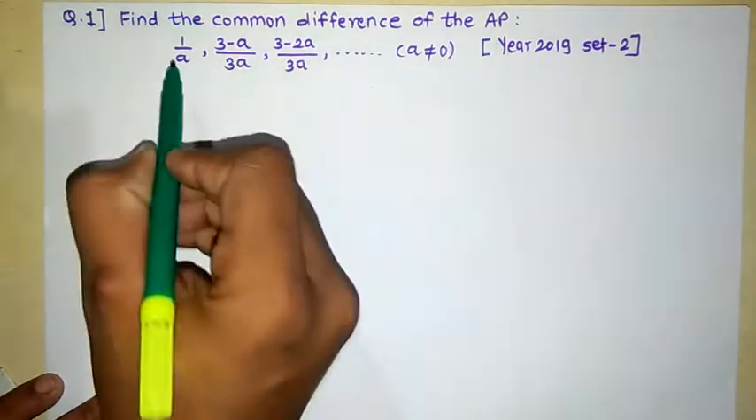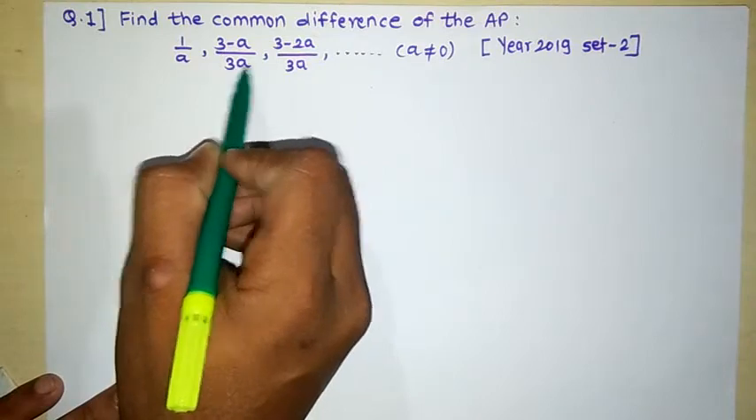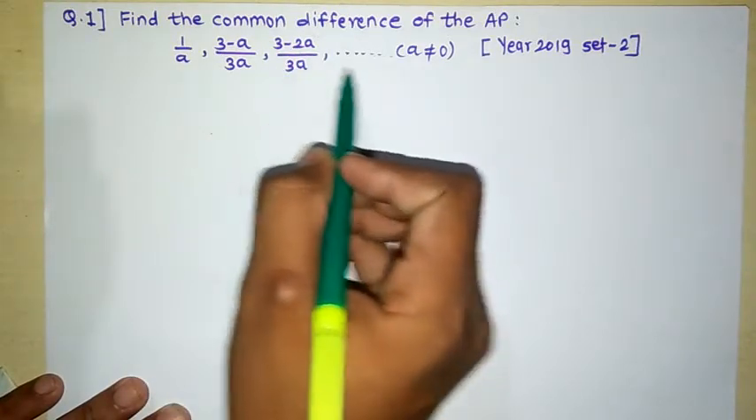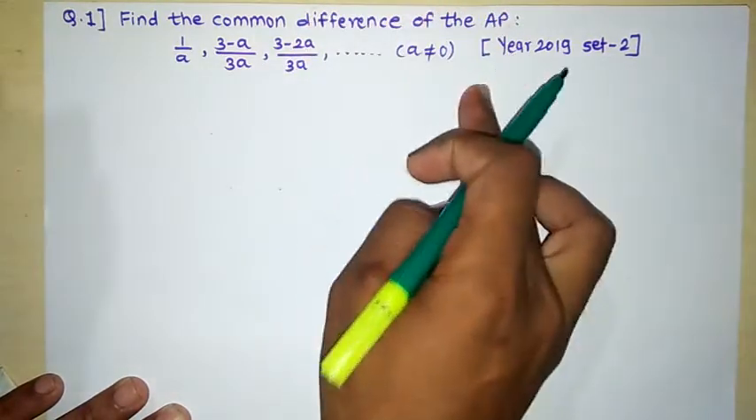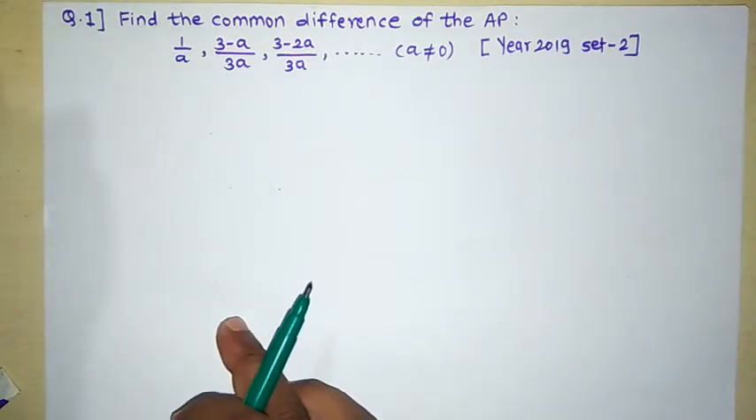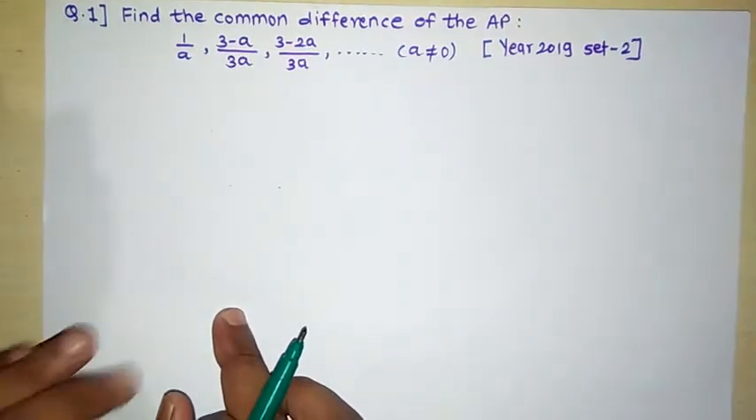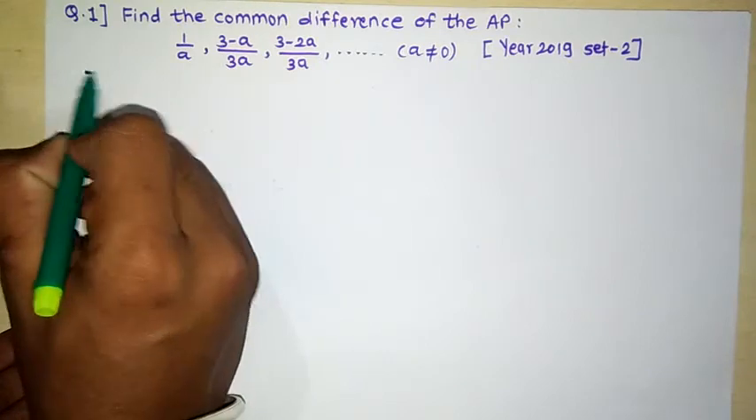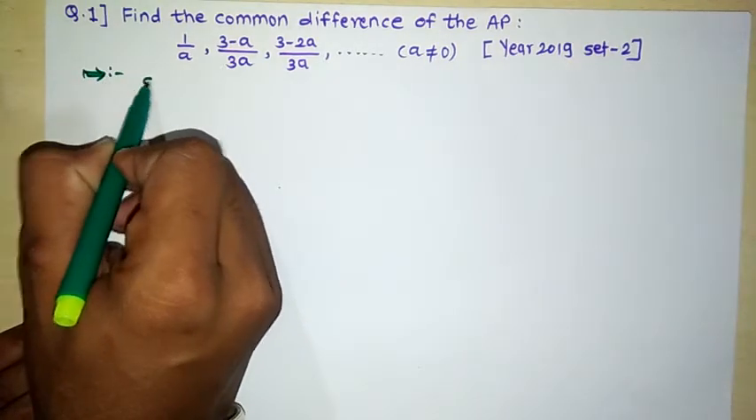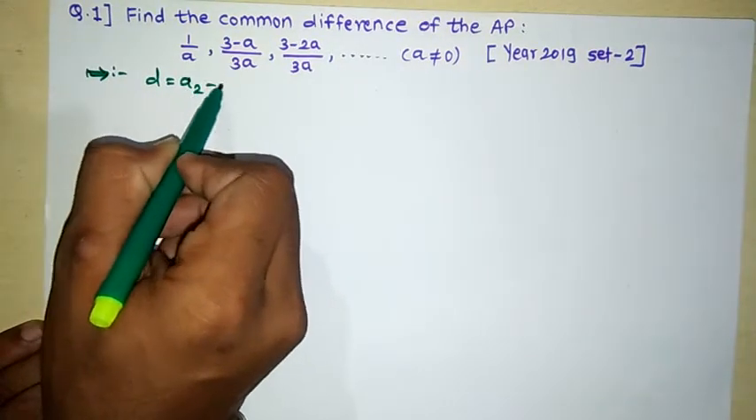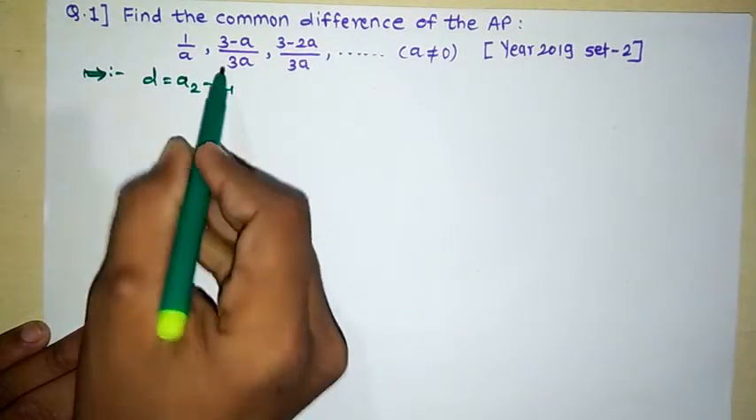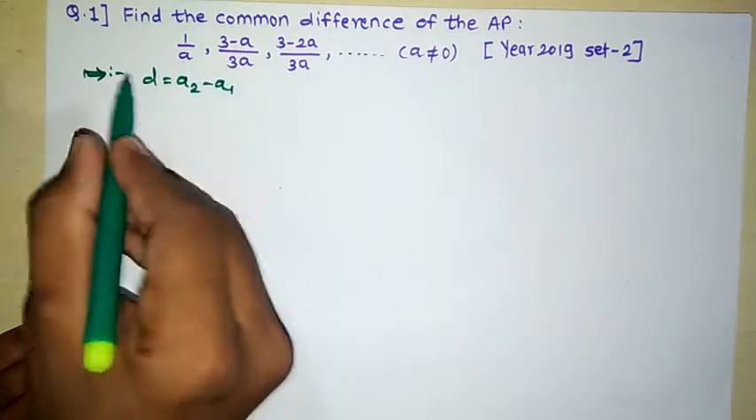Find the common difference of the AP 1 by A, (3 minus A) divided by 3A, (3 minus 2A) divided by 3A, and so on, where A is not equal to 0. In this question, A is not equal to 0 is given and we have to find the common difference. Now we know that common difference D is equal to a2 minus a1. What is the value of a2 here? a2 is (3 minus A) divided by 3A.